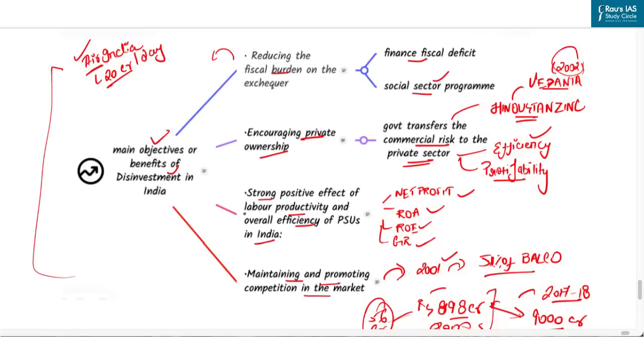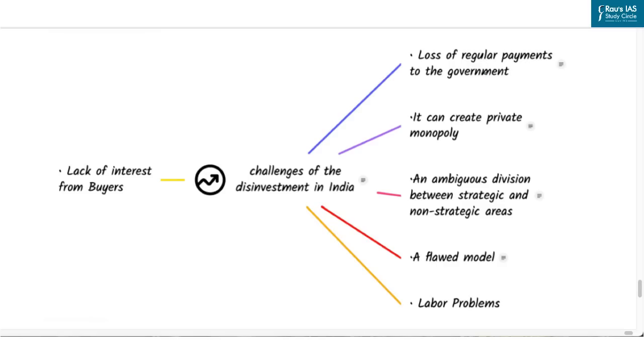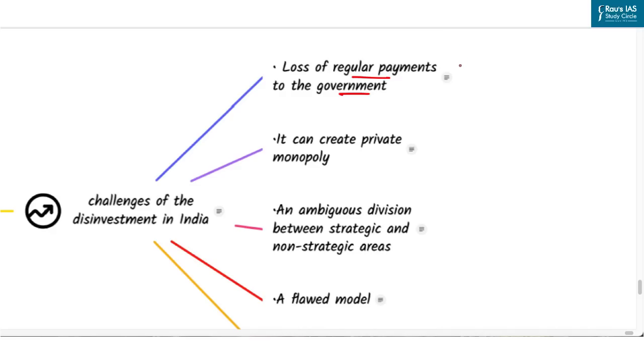Now, having seen the benefits, let's look into the challenges of disinvestment in India. The first challenge is loss of regular payments to the government. As you know, profit-making PSUs pay dividends to the government at regular intervals. For example, in financial year 2021, state-owned companies and banks paid total dividends of nearly rupees 75,000 crore to shareholders including the government. So with disinvestment, the government will lose this money.